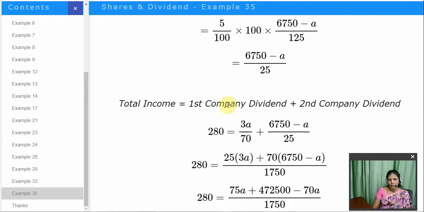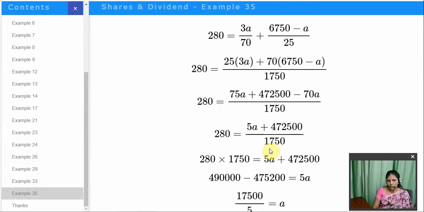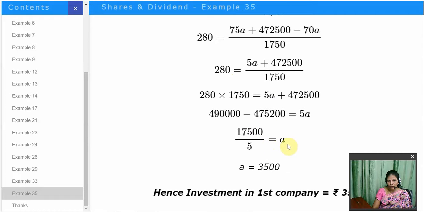Total income: first company income plus second company income together is given as 280. So this is first company income plus second company income. Both you are adding, and here you are finding the LCM. All this algebraic part you need to calculate, and finally you are getting the value of A as 3,500.